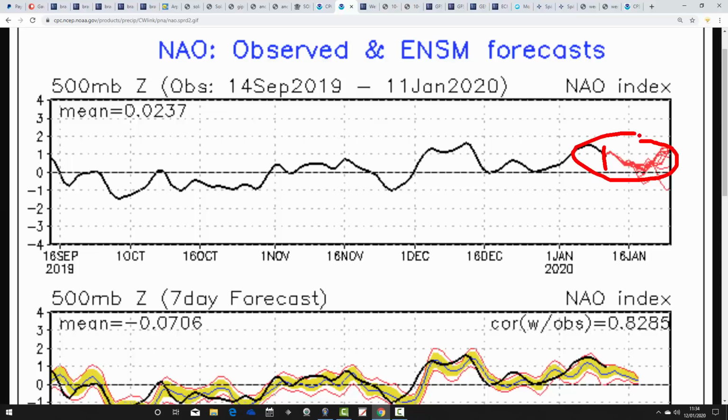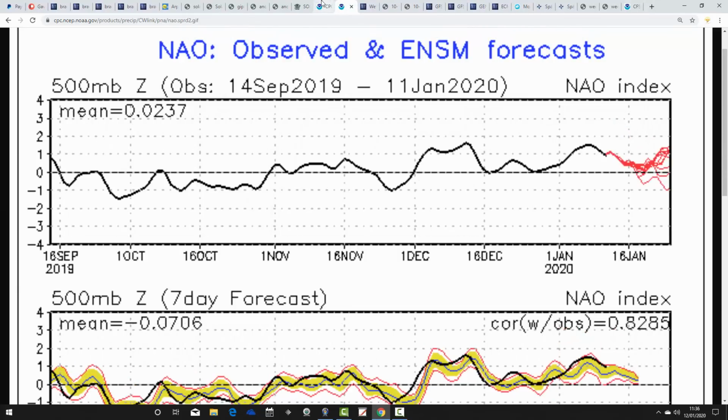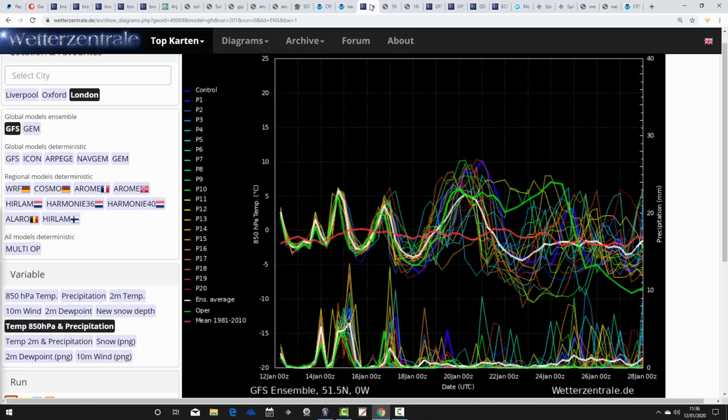GFS ensembles look like they're forecasting the NAO to stay positive as well. One or two, again, outlier members go to slight negativity of the NAO, but generally it looks like we've got both the AO and the NAO trending in positive territory through the rest of January, really. So this will be a signal for westerlies to continue. Having said that, there have been a few hints within the model output of a bit of a cold snap coming up towards the final week of January.